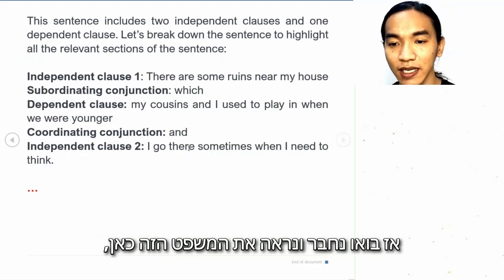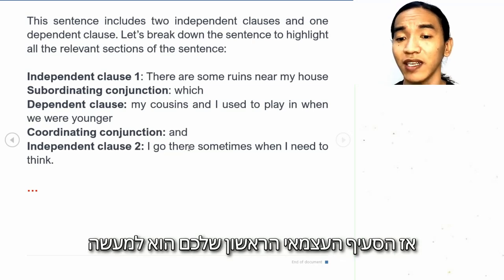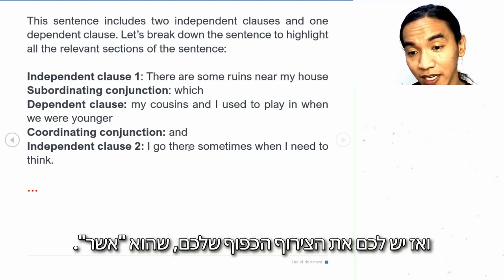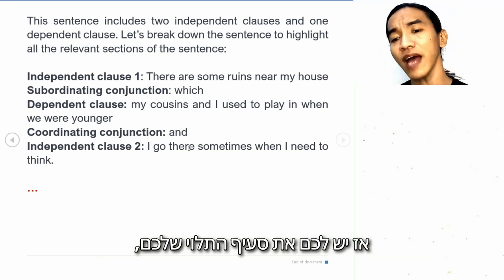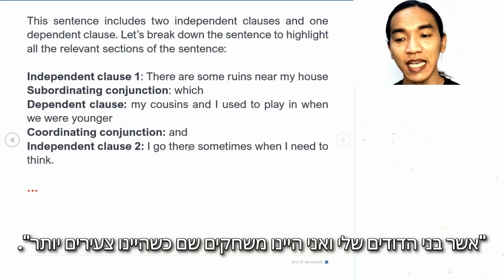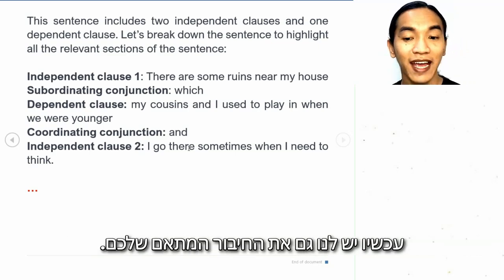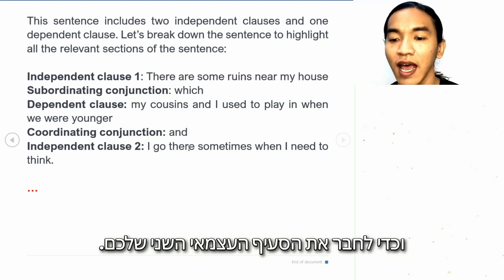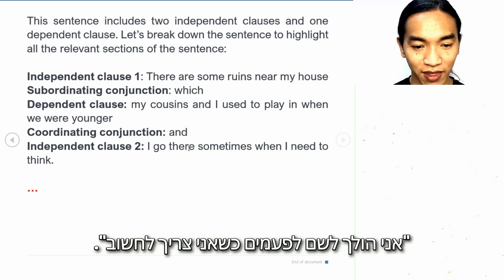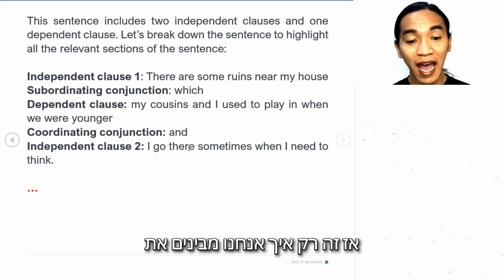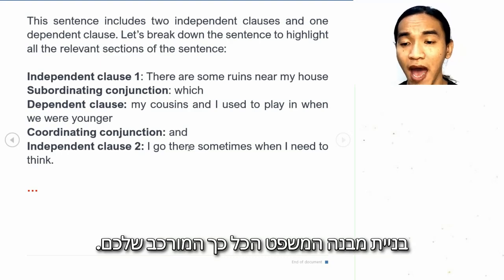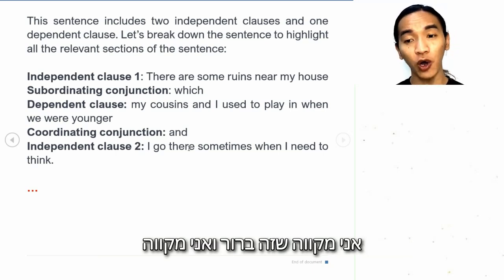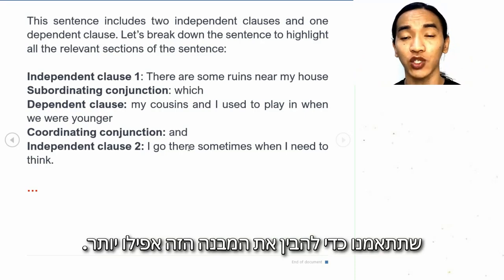Okay, so let's split and see this sentence here. So your first independent clause is actually, there are some ruins near my house. And then you have your subordinating conjunction, which is which. Then you have your dependent clause: my cousins and I used to play in when we were younger. Now we also have your coordinating conjunction, and, to connect your second independent clause: I go there sometimes when I need to think. Okay? So that's how we understand the construction of your compound complex sentence structure. Okay? I hope it's clear and I hope you practice to understand this structure even more.